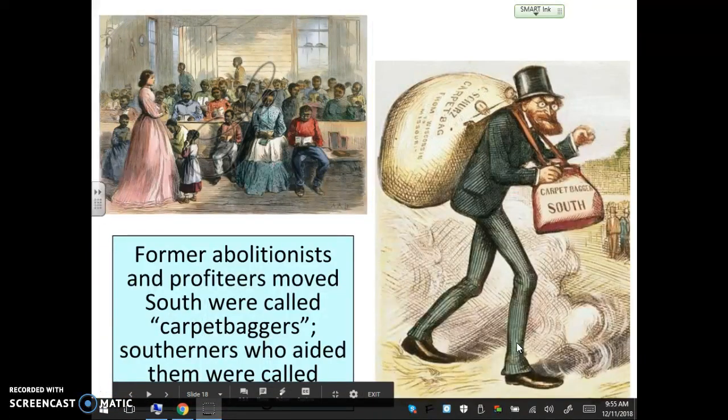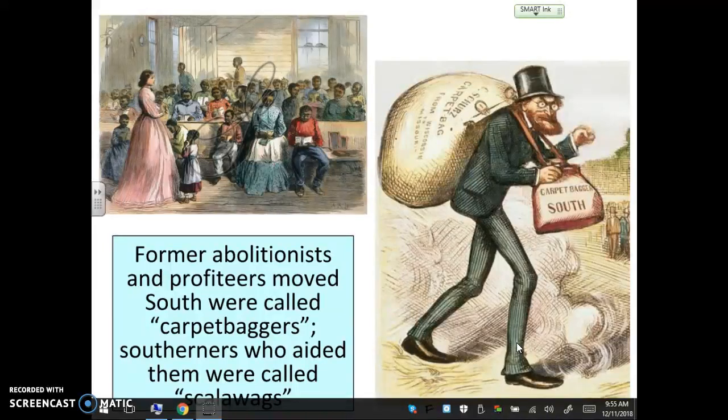From this come two words that became part of the Southern vernacular, two slanderous terms. One is carpetbaggers, and the other is scalawags. Carpetbaggers referred to former abolitionists, people from the North who moved down after the Civil War during Reconstruction and were seen as profiteers, people who were profiting off of helping Blacks as part of these Freedmen's Bureaus.